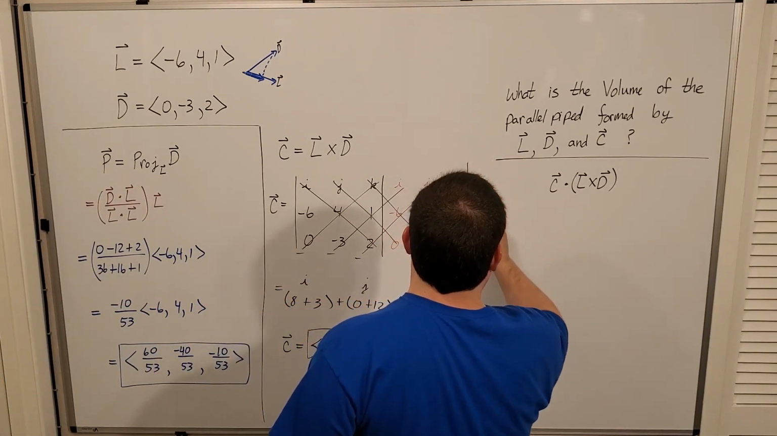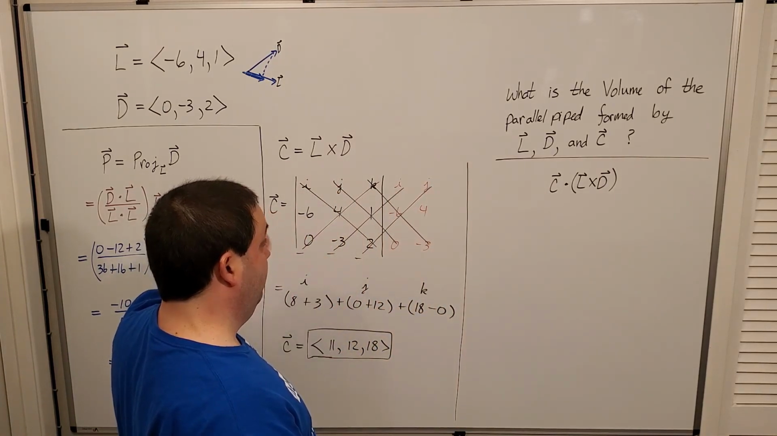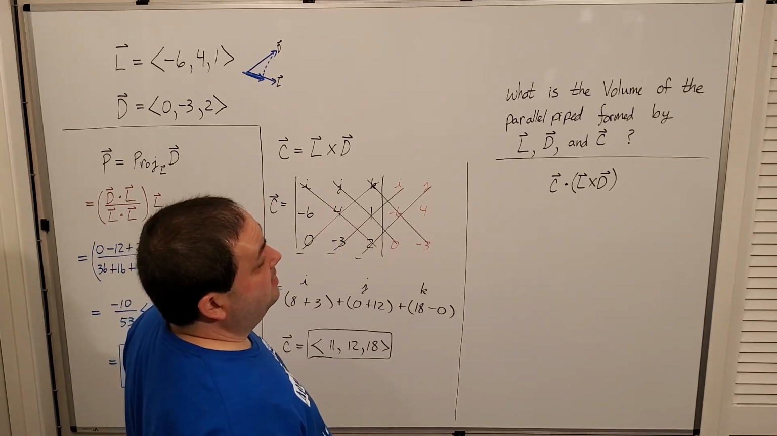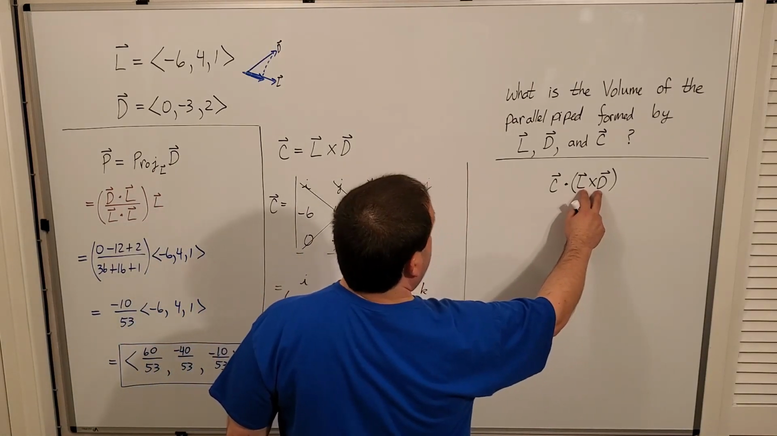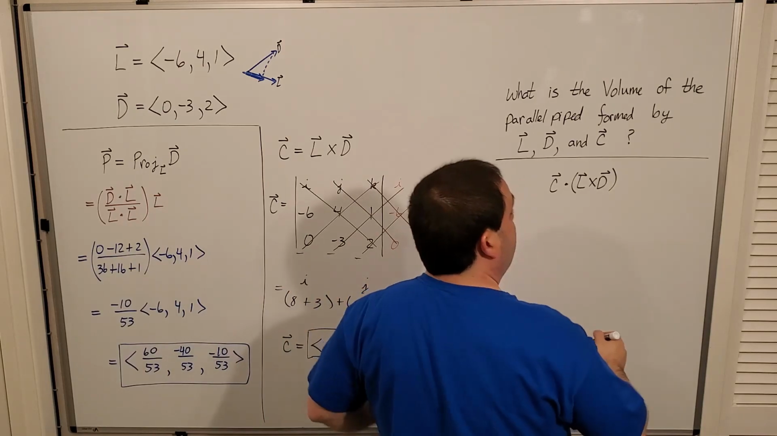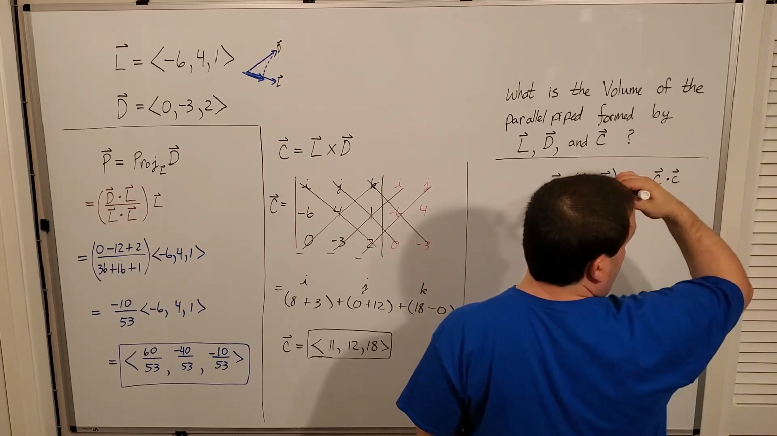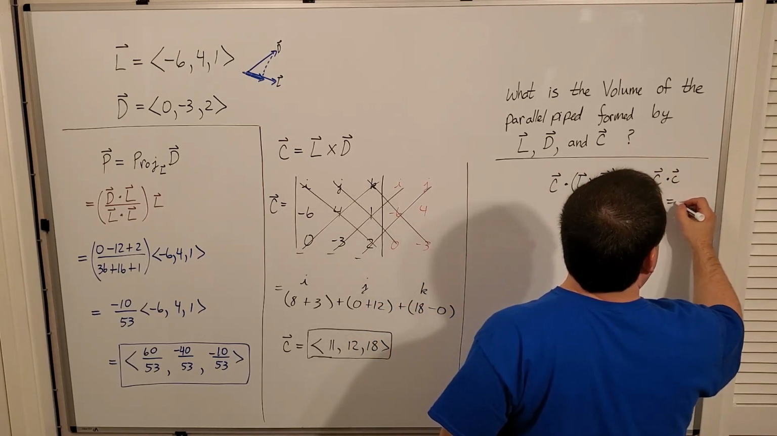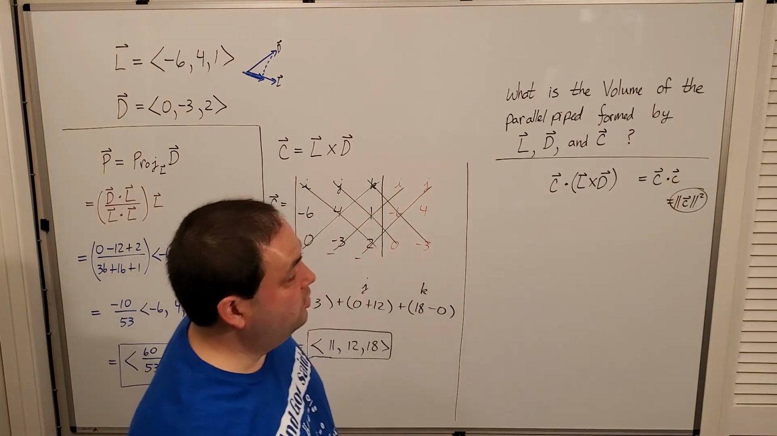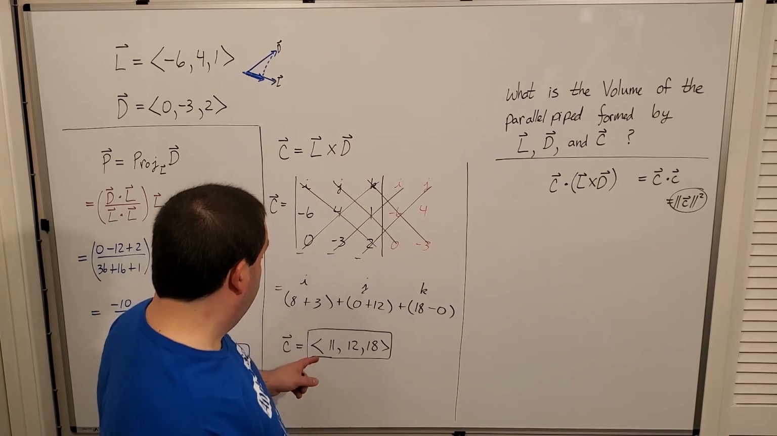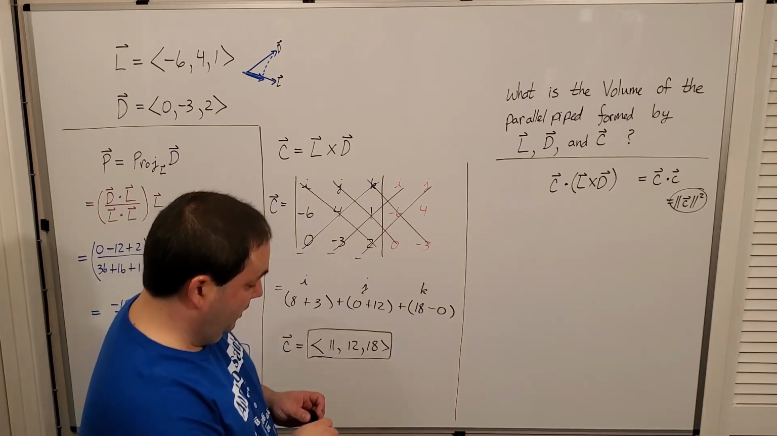And then lastly, the volume of the parallelepiped formed by L, D, and C. This can be thought of a couple of different ways, because remember we just said that L cross D is equal to C. So you could take a shortcut here and say that this is C dot C, or in other words, the magnitude of C squared. That would actually be the shortest way to perform this. So I would just square 11, 12, and 18 and add them together, and that should be what we get.